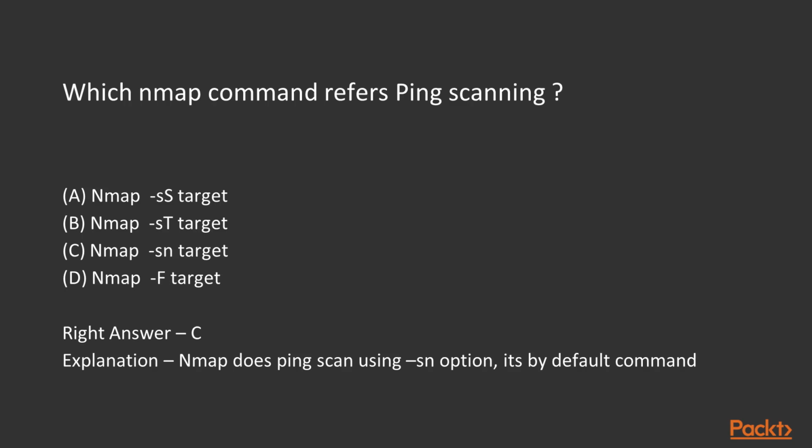Which Nmap command refers ping scanning? Ping scanning means, for example, if we want to check that the target is running or not, so we can send some ICMP packets to the target to check. So that is called ping scanning. So this is very simple question. I already told you that's just for stealth scan, TCP and ping scan, and this is for quick scan. So C is the right answer. -sn can be used. Nmap does ping scan using -sn option, right? So you need to remind it's by default command.